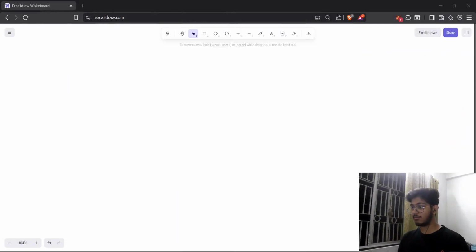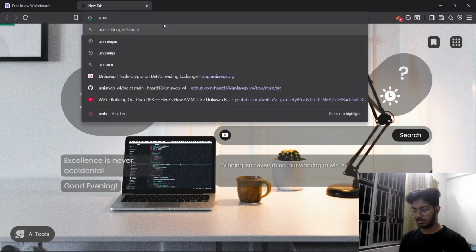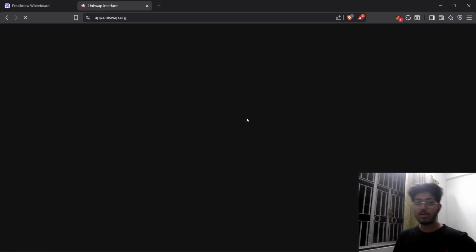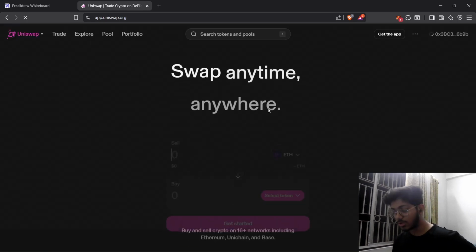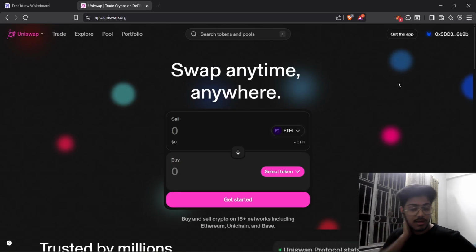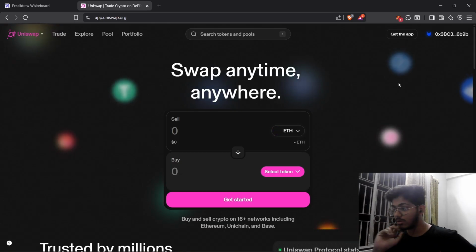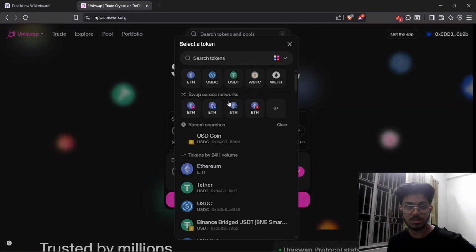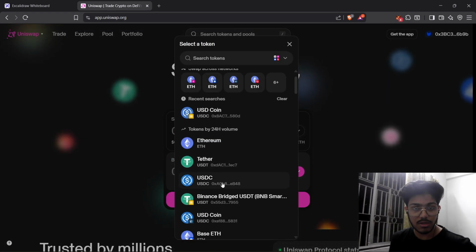So let me show you guys something. There's this thing called Uniswap. Uniswap is a platform where you can swap tokens. What are tokens? Ethereum, Bitcoin, and so on. You can swap one token in return for another token. So if you give this amount of Ethereum, then you can see what you can get.